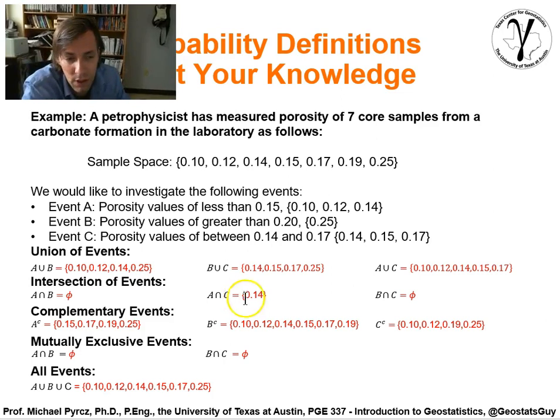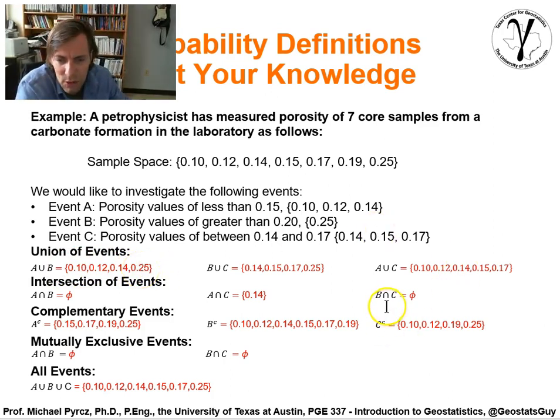I'll just look through a couple of them with you. If we take A union with B, now we're getting all of the lower values, plus we get the value within B that was higher than 20%, and we combine them together and we get this set right here.